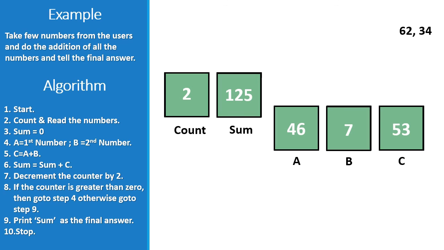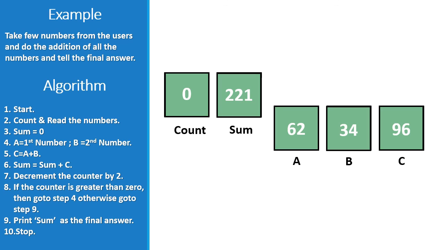Here, let's save the first number, that is 62, in box A, and the second number, 34, in box B. The addition of these numbers, 96, will be saved in box C. This value will be added to the value of the sum that is already present in the box and saved there. According to step 7, our counter will become 0, and this will take our flow of control out of the repetitive action according to step 8.